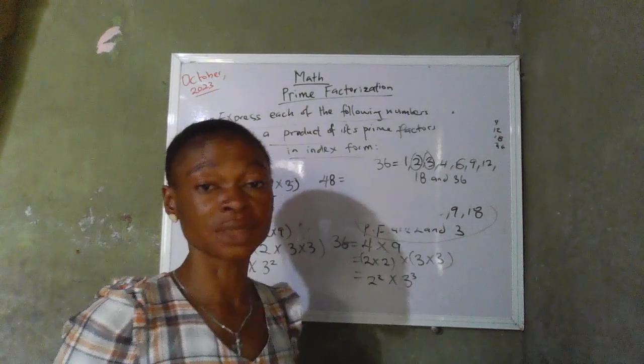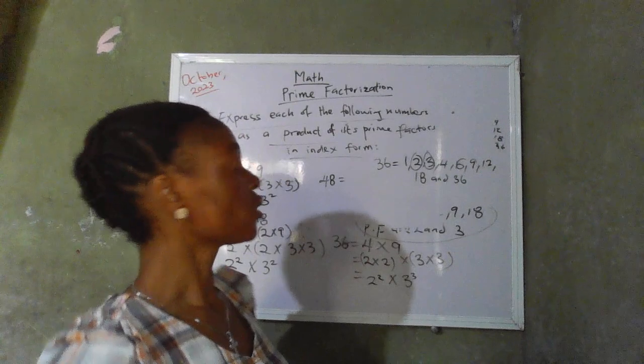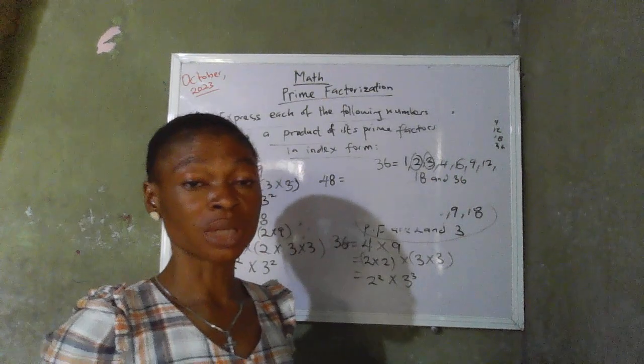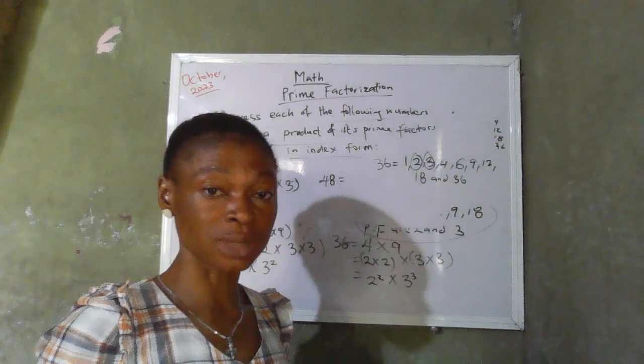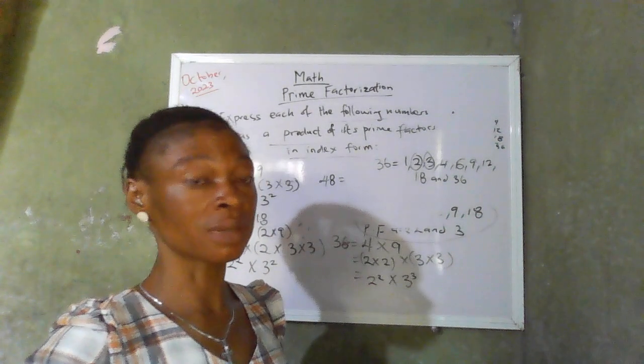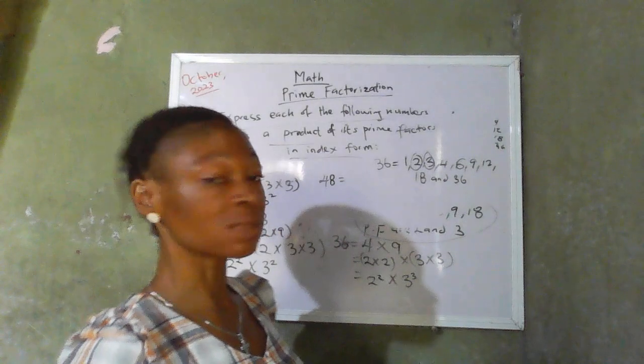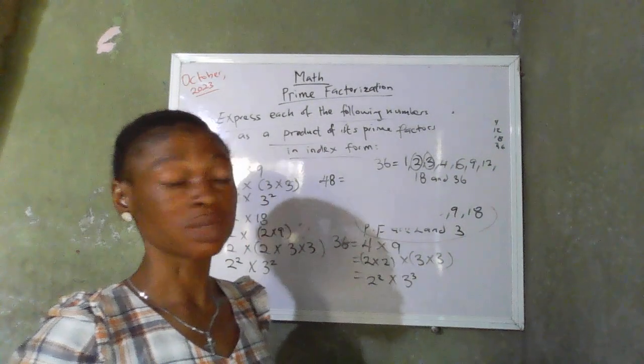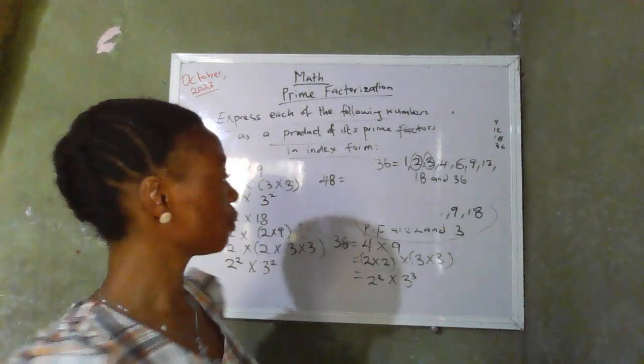First, find the factors of 48. Then you break it down. You pick any of the 2 factors and break it down. You arrive at expressing it as a product of its prime numbers, prime factors.